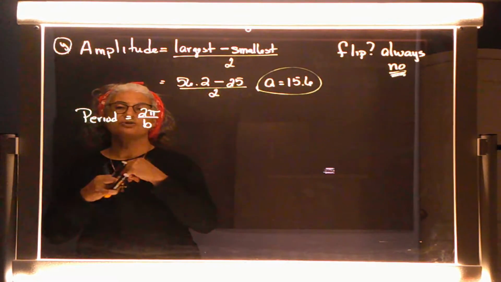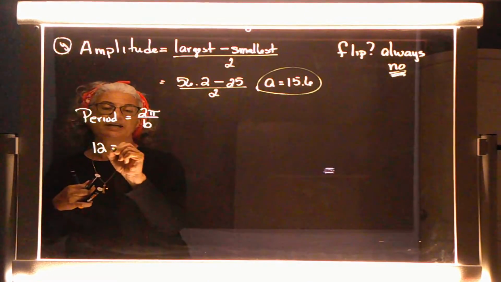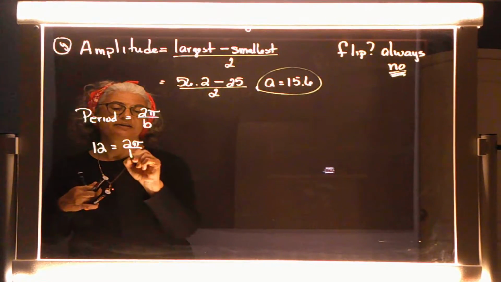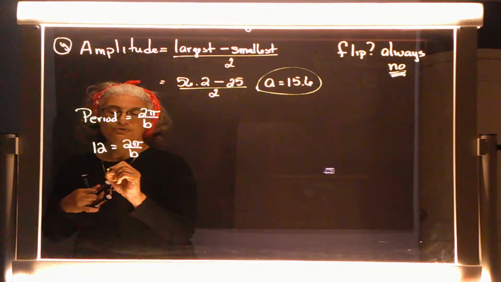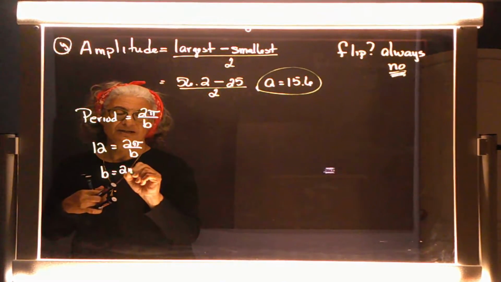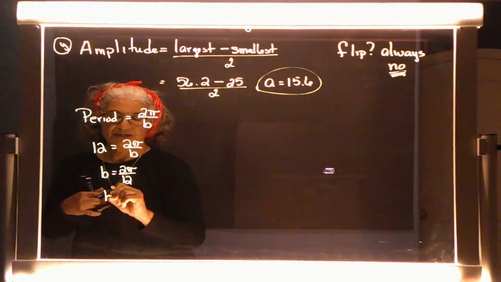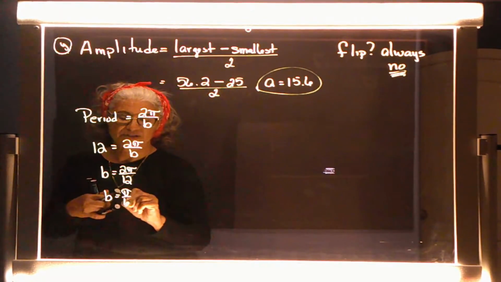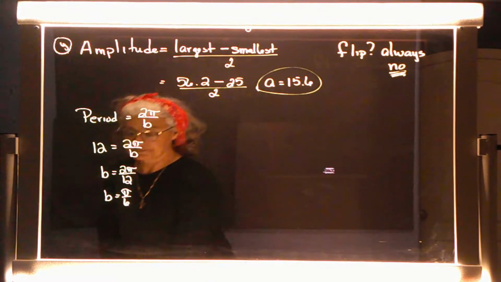So in this particular case, we should have 12 equaling 2 pi divided by b. You do your algebra, I'll do my algebra, right? So I get b equals pi over 6. Did you get that?